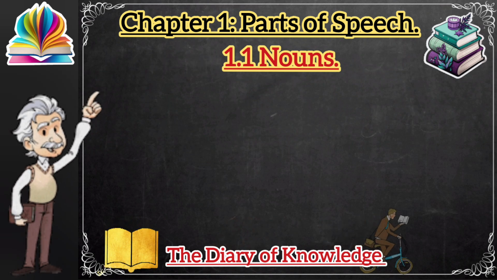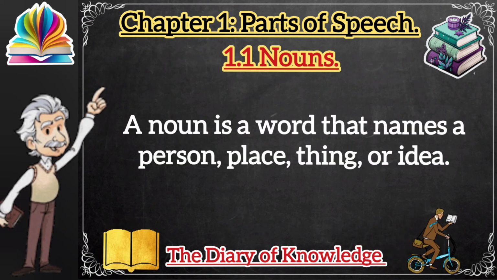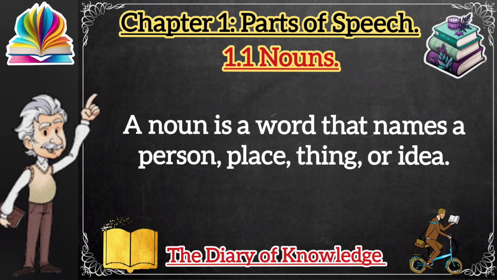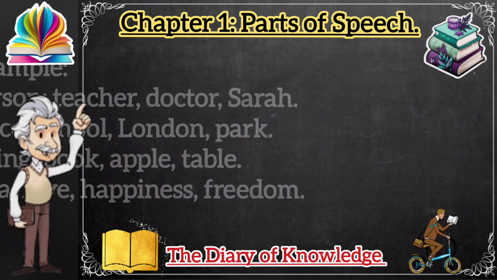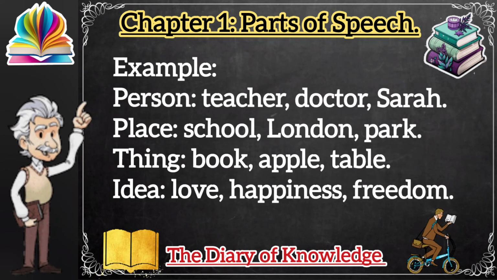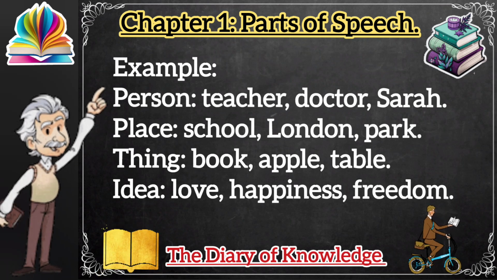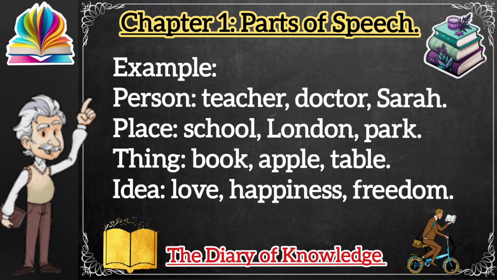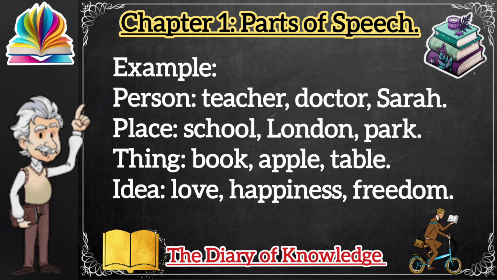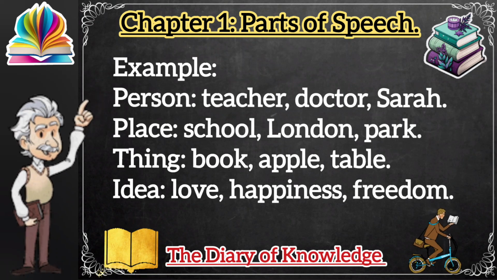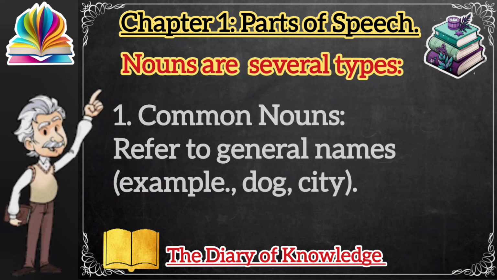1.1 Nouns. A noun is a word that names a person, place, thing, or idea. Example: person, teacher, doctor, Sarah. Place: school, London, park. Thing: book, apple, table. Idea: love, happiness, freedom. Nouns are of several types.